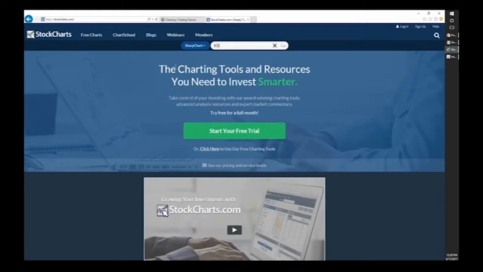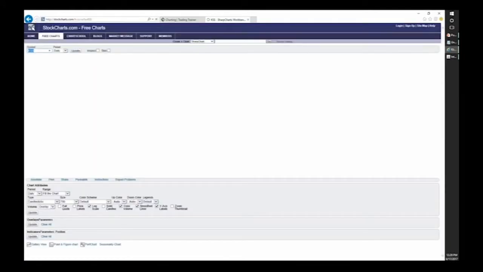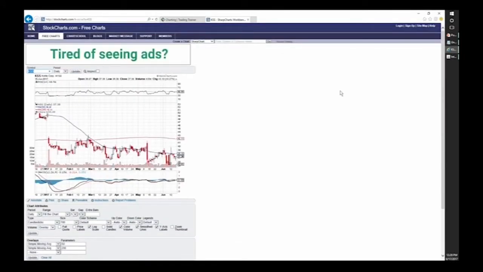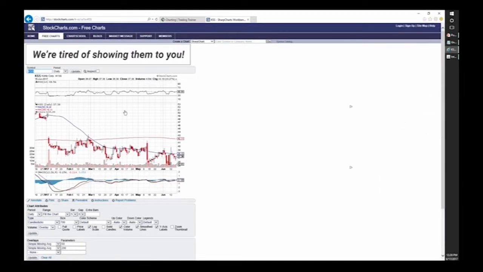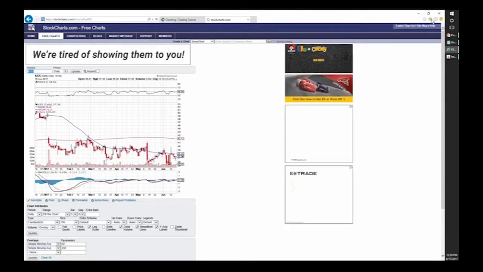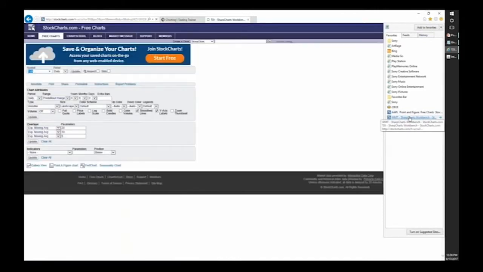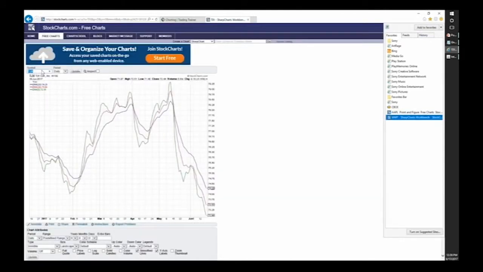But let's pull up that Coles on stockcharts.com. In fact, I've actually got it loaded in on one of my favorites, the exponential moving averages. Let's see if I can pull that up here. There it is.